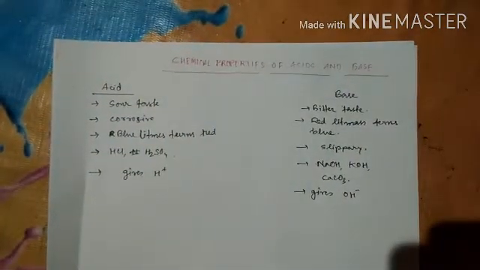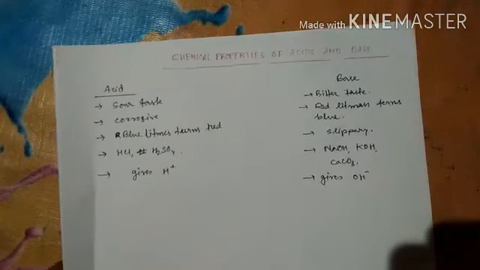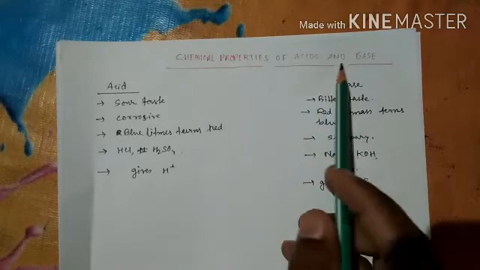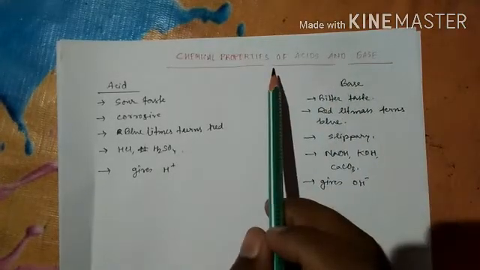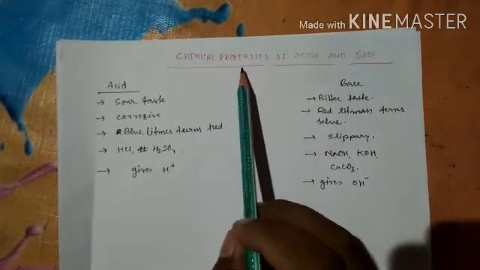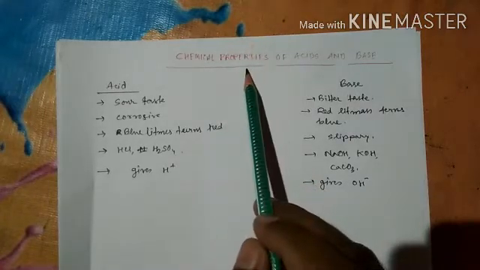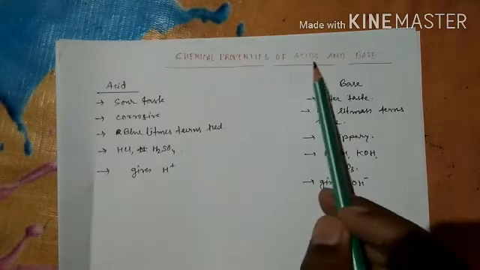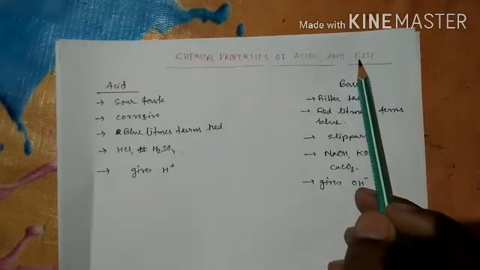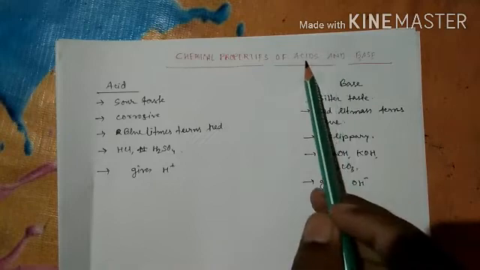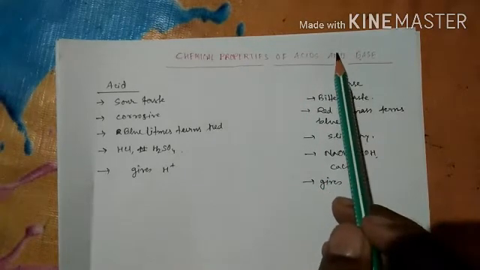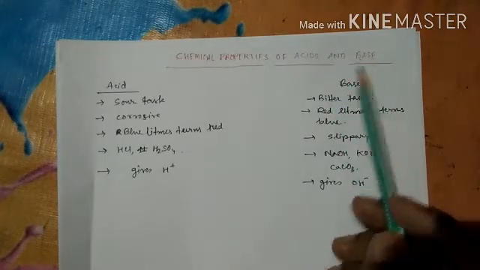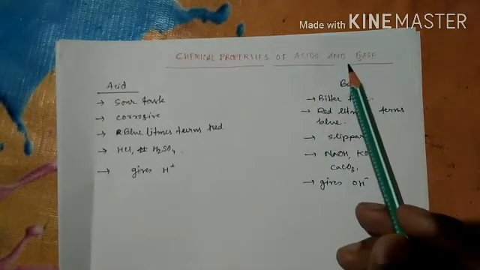As we completed our first chapter, today we are going to start our second chapter, the chemical properties of acid and base. As you know, we can assume that the complete chapter is based on the properties of acid and base. In chemistry, the properties of acid and base mean mainly how the acid and base react with different reagents, you can say with different reactants also.